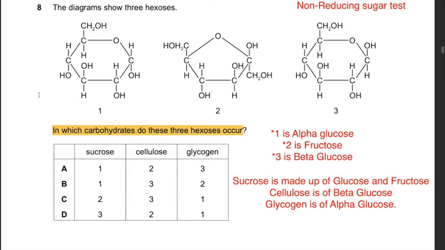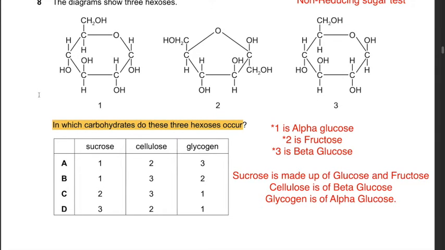So structure 1 is alpha glucose, structure 2 is fructose, structure 3 is beta glucose. Now how do we know whether it's beta or alpha? Alpha has the OH group below its plane, whereas beta has the OH group above its plane. Therefore, in 3, the OH group lies above its plane, therefore it is beta. And in 1, the OH group lies below the plane, therefore it is alpha glucose.